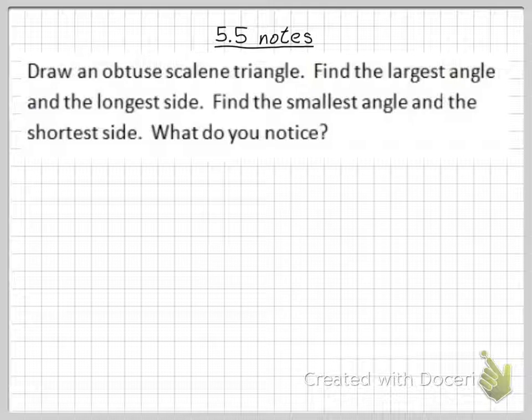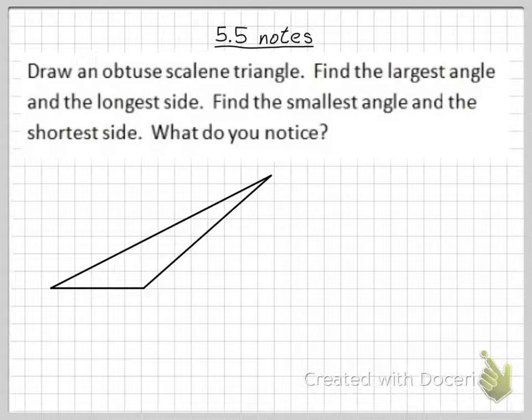So after you've drawn the obtuse scalene triangle, you need to find the largest angle and the longest side. And then, step 2 would be to find the smallest angle and the shortest side. And then, what do you notice? What relationship between the largest angle and the longest side, and similarly, the smallest angle and the shortest side? What do you notice? What relationship do you notice?